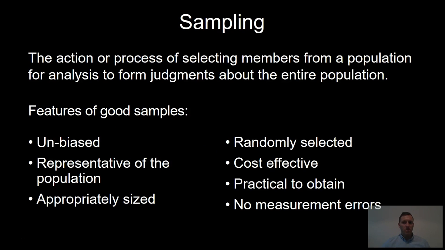The action or process of selecting members from a population for analysis, to form judgments about the entire population, is called sampling. The features of a good sample are listed here, and we're about to go through them in more detail. The accuracy of sample conclusions can be affected by all of these things. The better they are planned for, the less likely they are to cause misleading conclusions.